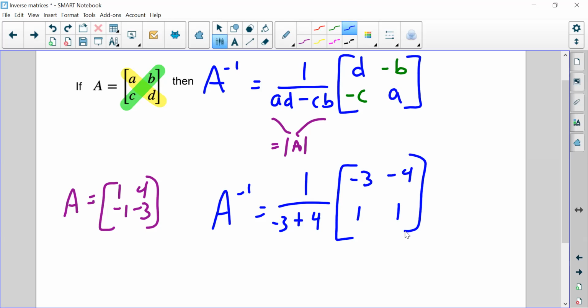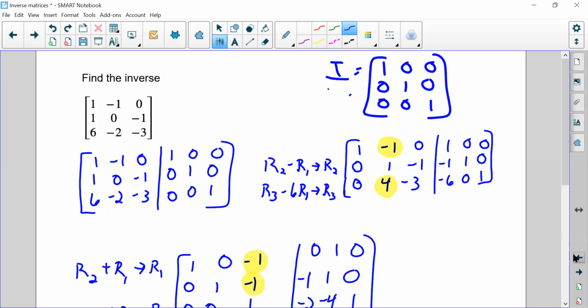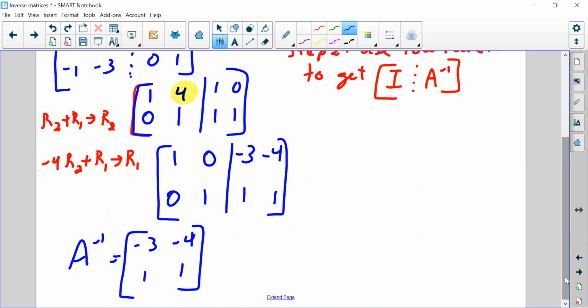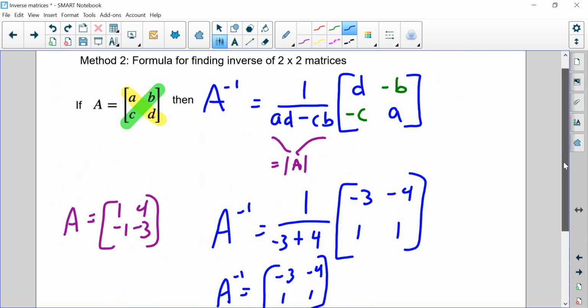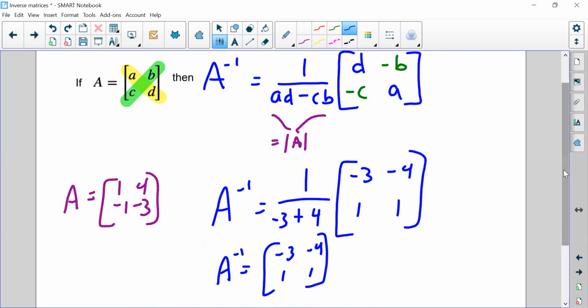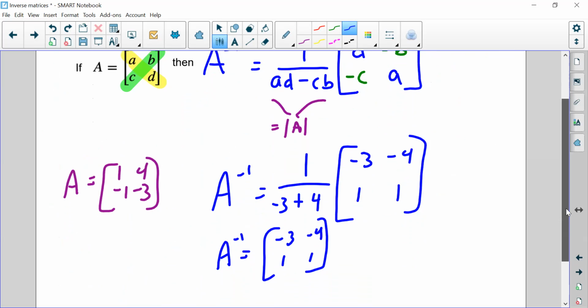Well, -3 plus 4 is 1. 1 over 1 is 1. So this tells me I now will multiply every term by that scalar multiple of 1. So that just gives me -3, -4, 1, 1. Check and see. -3, -4, 1, 1. So we get the same answer. I think this method is a little bit faster and easier to do, but you just have to know that formula. And you can do it using this method.